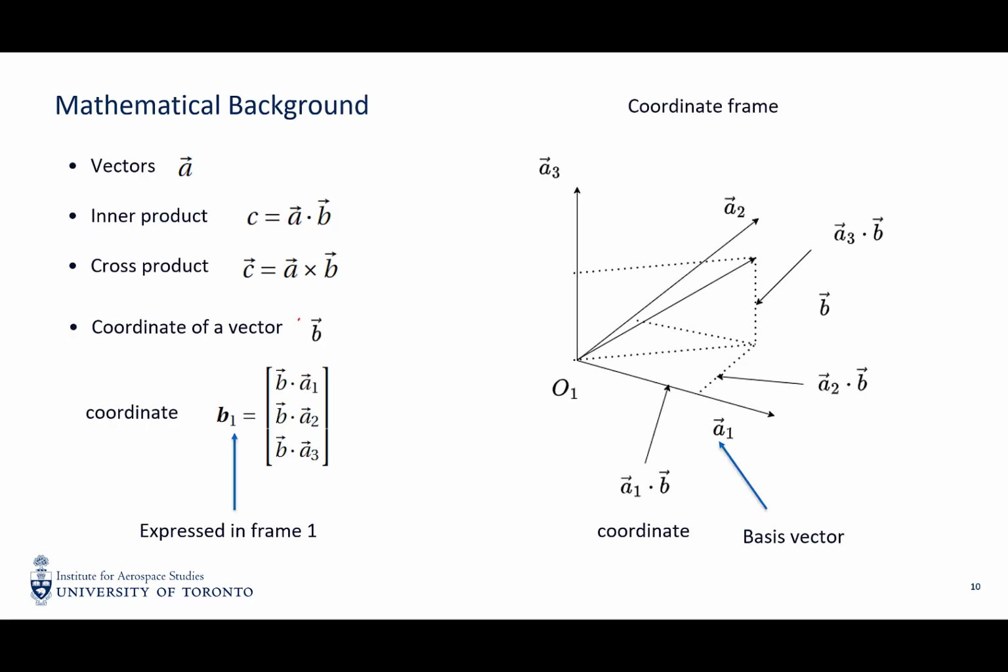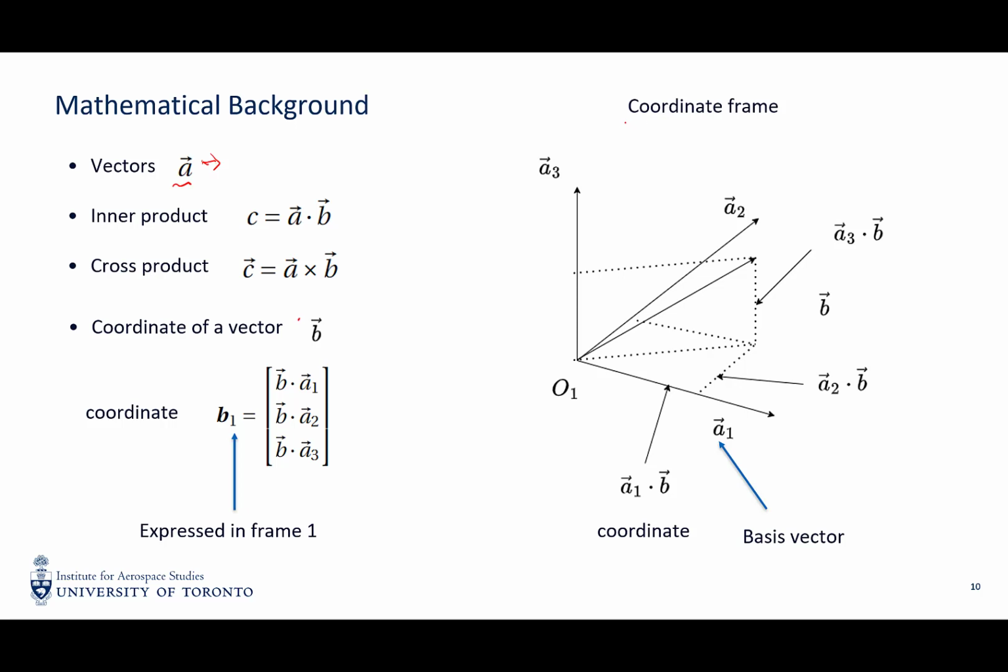So before I introduce the full dynamics equations, here are some related mathematical backgrounds. For a vector used in this lecture, I use a symbol with an arrow on top of it. I think everyone should know that there is an inner product between two vectors, and there's a cross product between two vectors. In order to do vector algebra, with vectors and their products such as inner product and cross product, we need to define their coordinates in some coordinate frames.